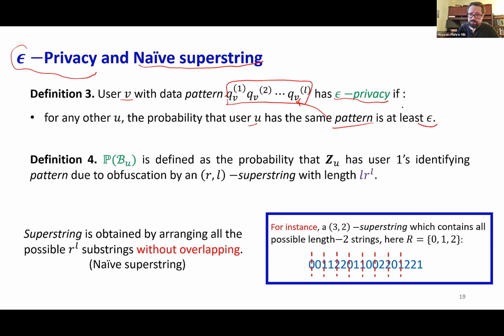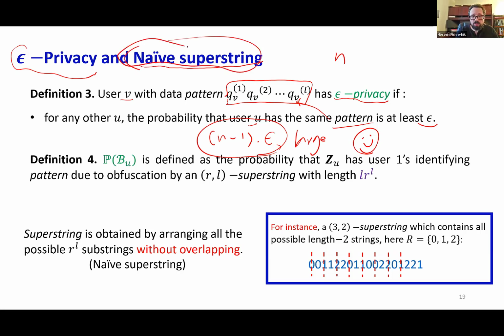So what does this mean? If there are n users, there are n-1 other users than this user V. If each of them has this pattern with probability epsilon, then on average, (n-1) times epsilon other users have the same pattern. And if this number is large, then it's a good thing, I have privacy, because there is a large number of other users that have the same pattern, and the adversary won't be able to identify me by doing this pattern matching.